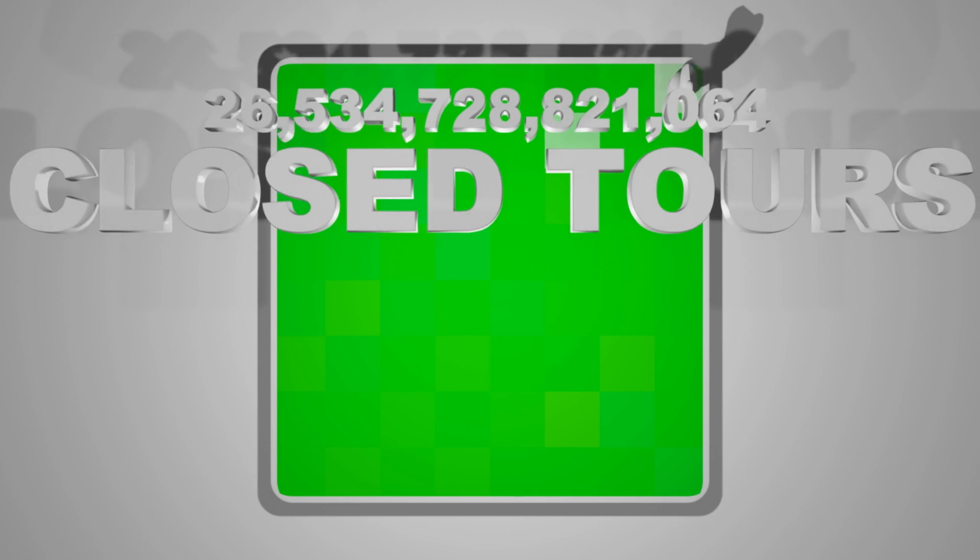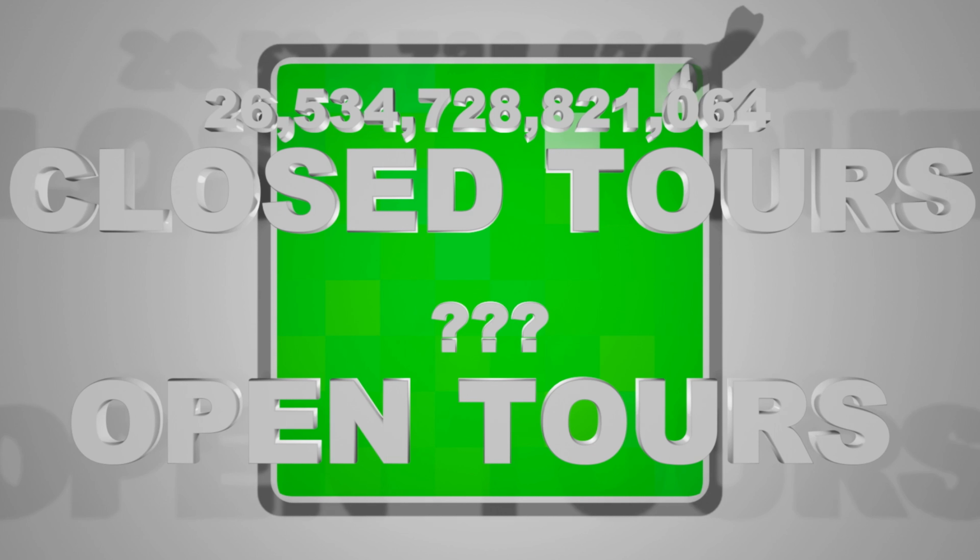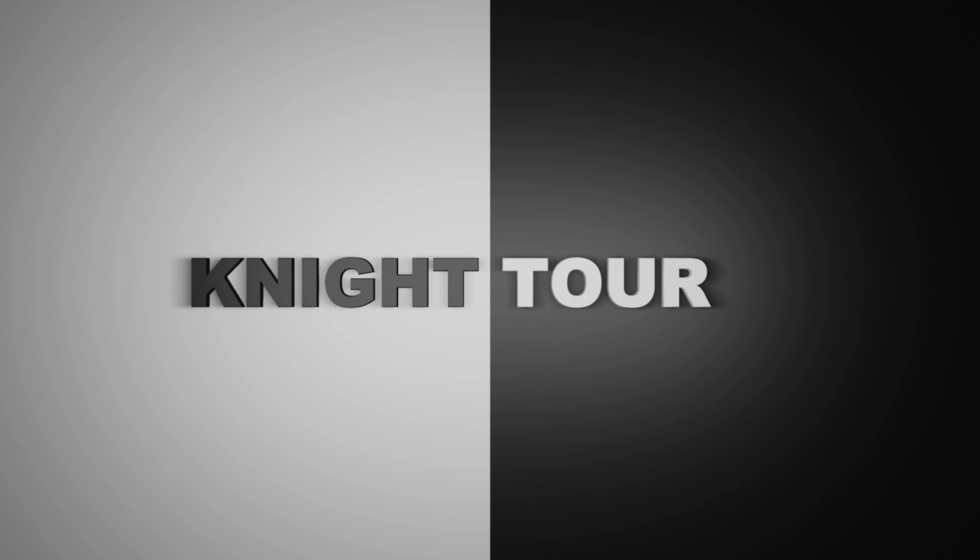Despite the difficulty of finding any Knight's Tour, there are over 26 trillion different closed tours that can be created on an 8x8 board. And the number of open tours that can be created is currently unknown due to its incredible magnitude. The ideas for the Knight's Tour come from an area of mathematics known as graph theory.